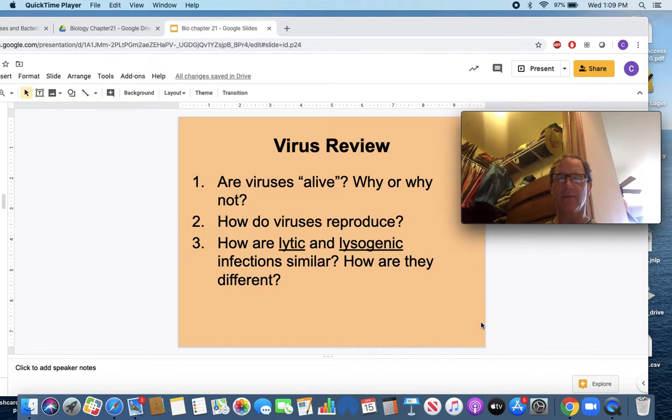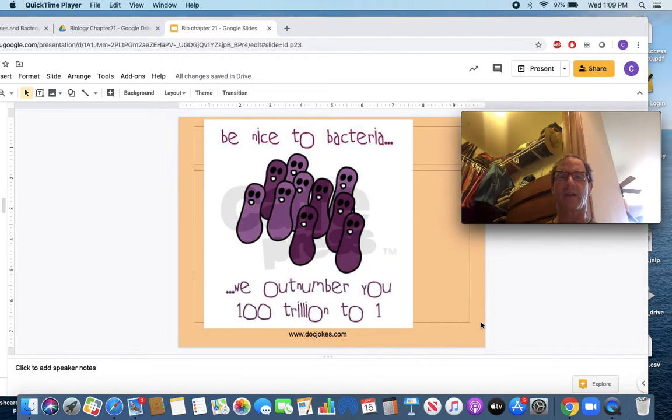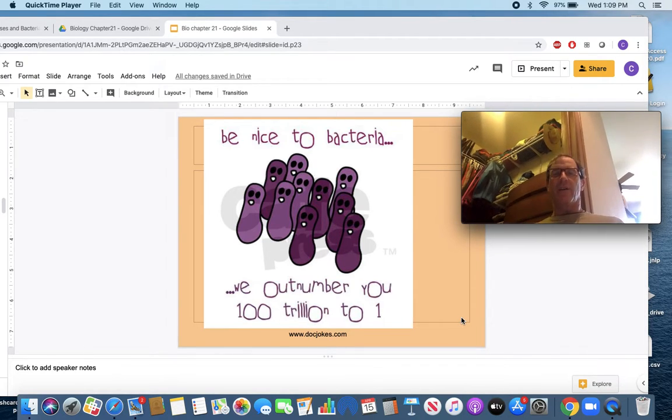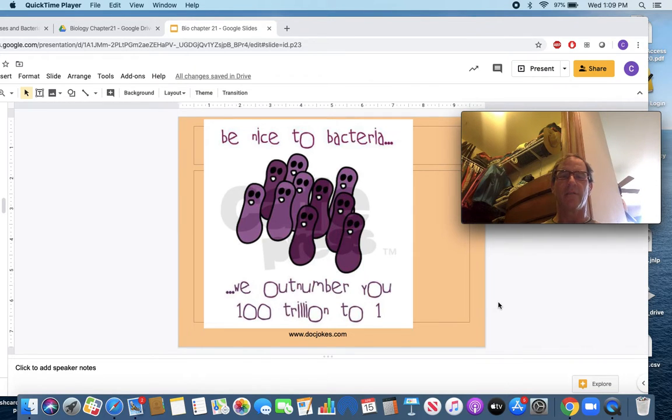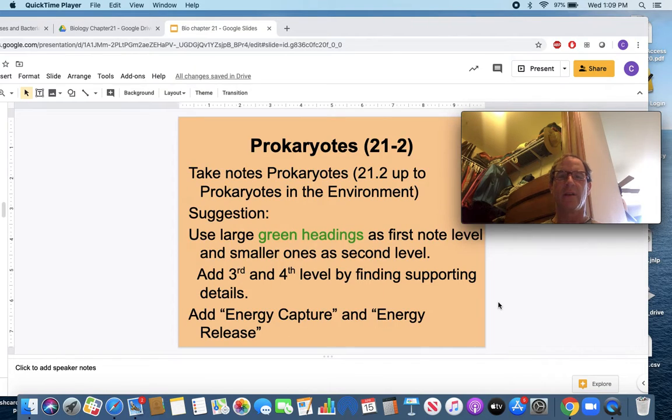So today we're really going to be focusing on bacteria. And I found a little joke here. Be nice to bacteria. We outnumber you 100 trillion to 1. They are by far the most numerous organism on Earth. They're small. There's probably even way more than 100 trillion to 1 that they outnumber us by. But they're very, very important. They play a critical role in our daily lives.